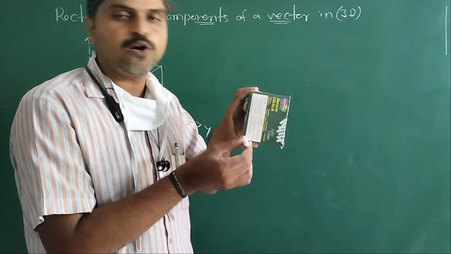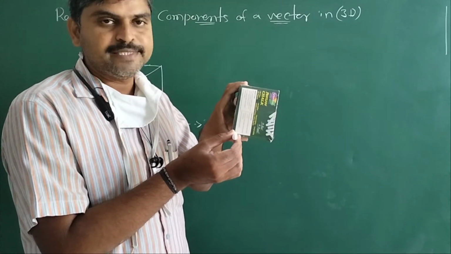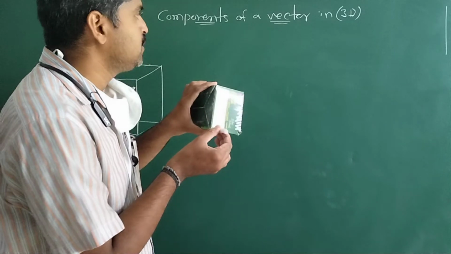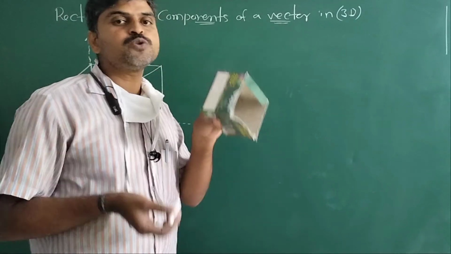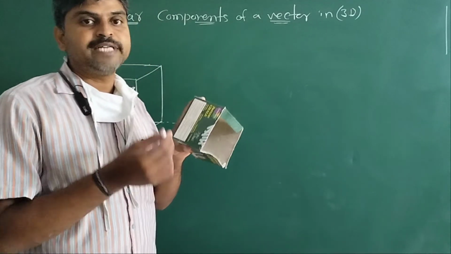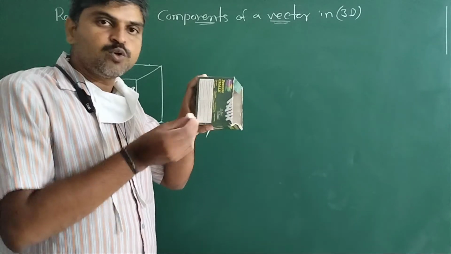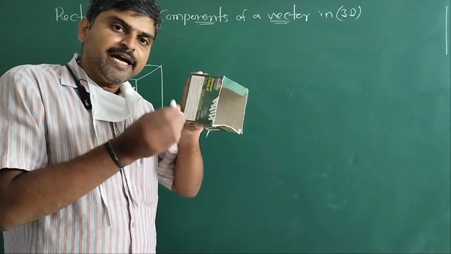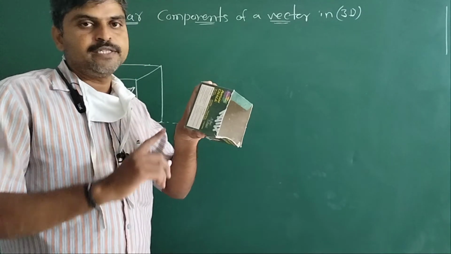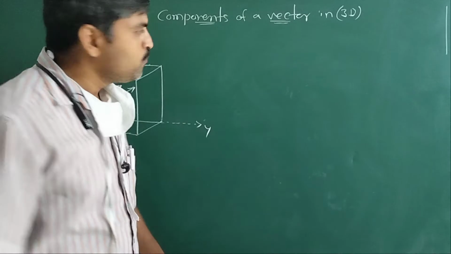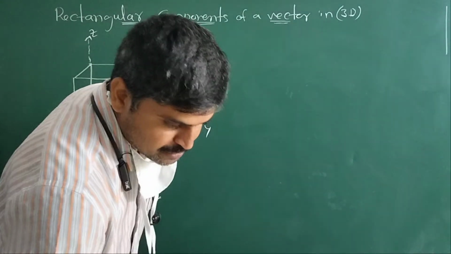So that's why these are called three coordinates, three dimensional. Three dimensional means three mutually perpendicular directions. X is perpendicular to y, y is perpendicular to z, and z is perpendicular to x. So these three are called three mutually perpendicular axes.